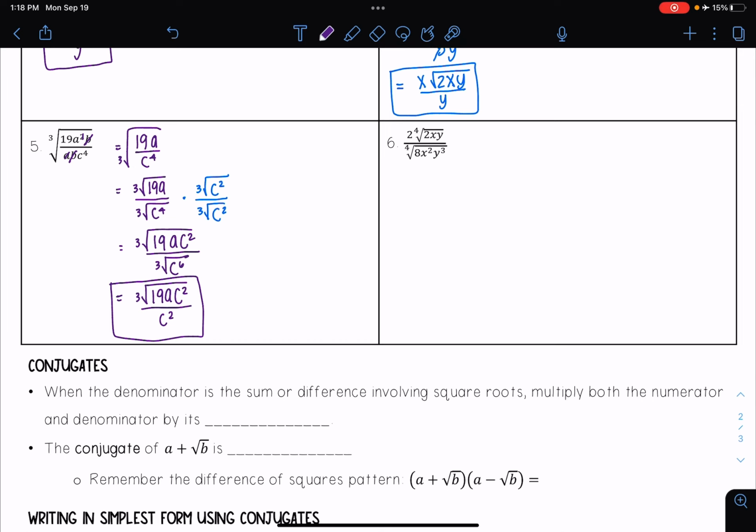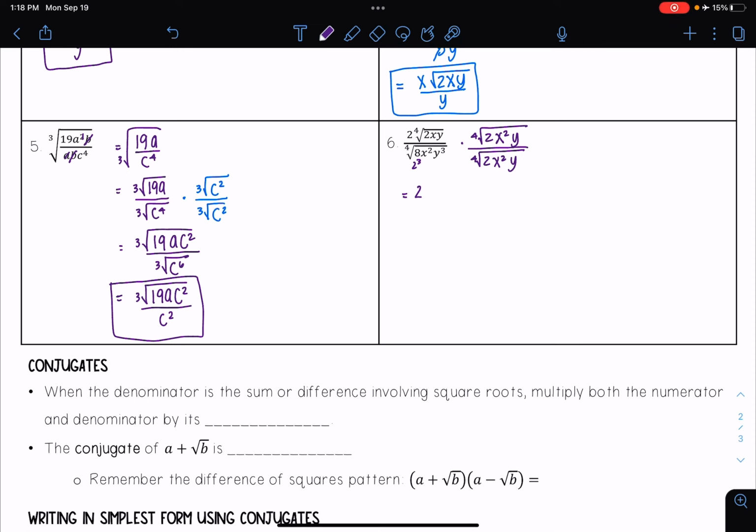Okay, looking at one last one, I have 2 times the 4th root of 2xy over the 4th root of 8x squared y cubed. So first, looking to see if there's anything I can simplify. I see there isn't on either end. And so I'm looking to get this bottom to get rid of that fourth root. So I need everything to be raised to the fourth power. Remember, 8 is the same thing as 2 cubed. So to be raised to the fourth power, I just need one more 2. So I know I'm going to need to multiply a 2. For x squared to get x to the fourth, I need 2 more x's. And then for y cubed to become y to the fourth, I just need 1 more y. So I'm multiplying top and bottom by the fourth root of 2x squared y.